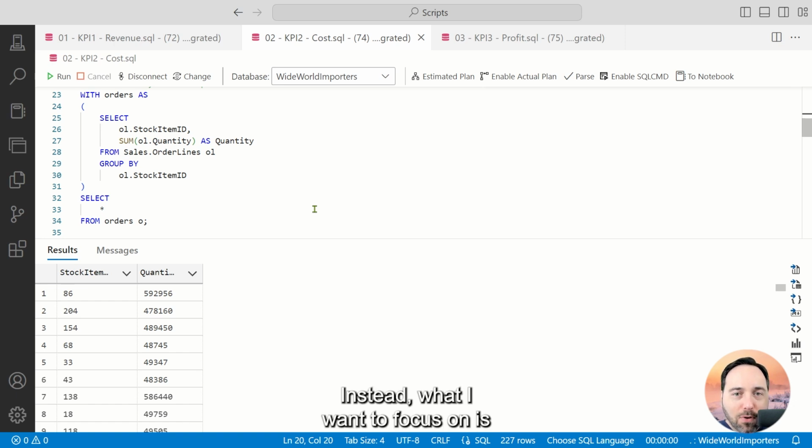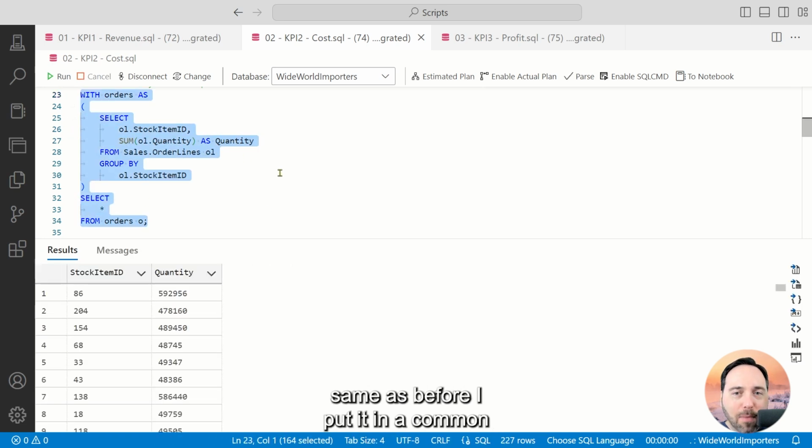Instead, what I want to focus on is that I am calling this common table expression orders. The construct requires a with clause, followed by a name, and then the as keyword. Then we wrap the query in parentheses. Outside of the parentheses, we can refer to this common table expression in another query as the virtual table orders. Orders is not technically a table, but it behaves like one in queries, so we call it a virtual table. If I run this command, we can see that the results are exactly the same as before I put it in a common table expression.